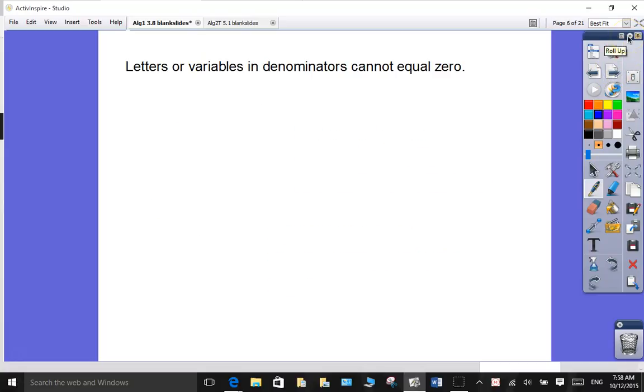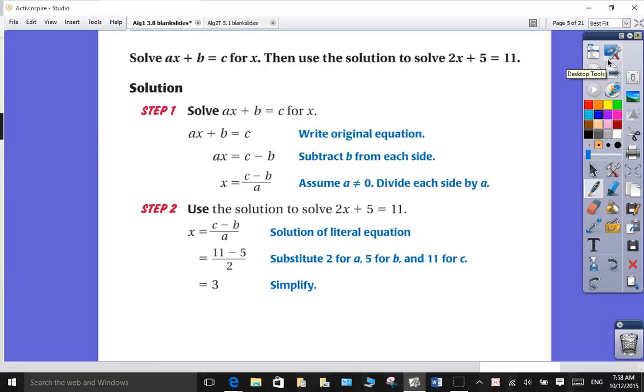So the one thing you've got to keep in mind whenever you've got these letters that you really don't know the value of is you can't divide by 0. If you ever see one of those letters in a denominator, you have to say that that letter can't equal 0. If you go back to their example right here, that's what this says. Assume that a does not equal 0 because, look, the a is in the denominator.